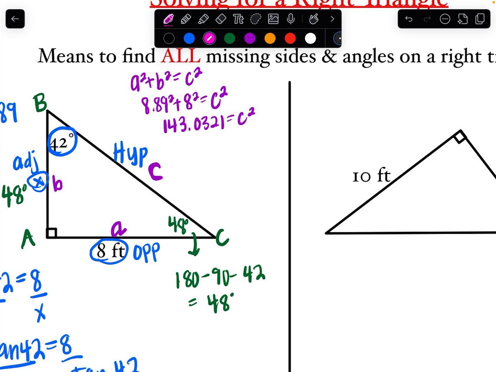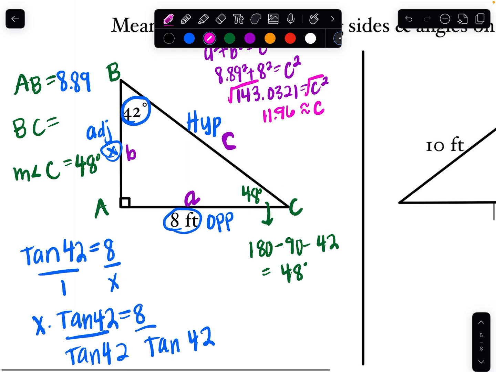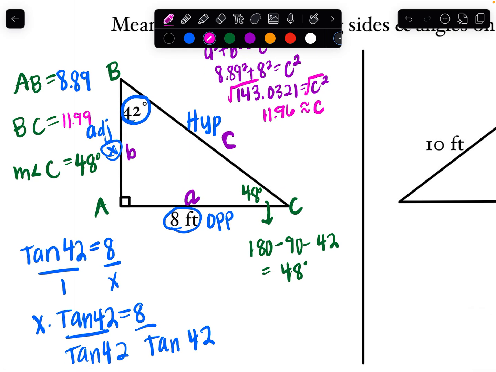And then if I square root both sides here, I would get that c is approximately 11.96. So our last side then is 11.96. So those are our 3 answers. You're going to have 3 answers for all of these.